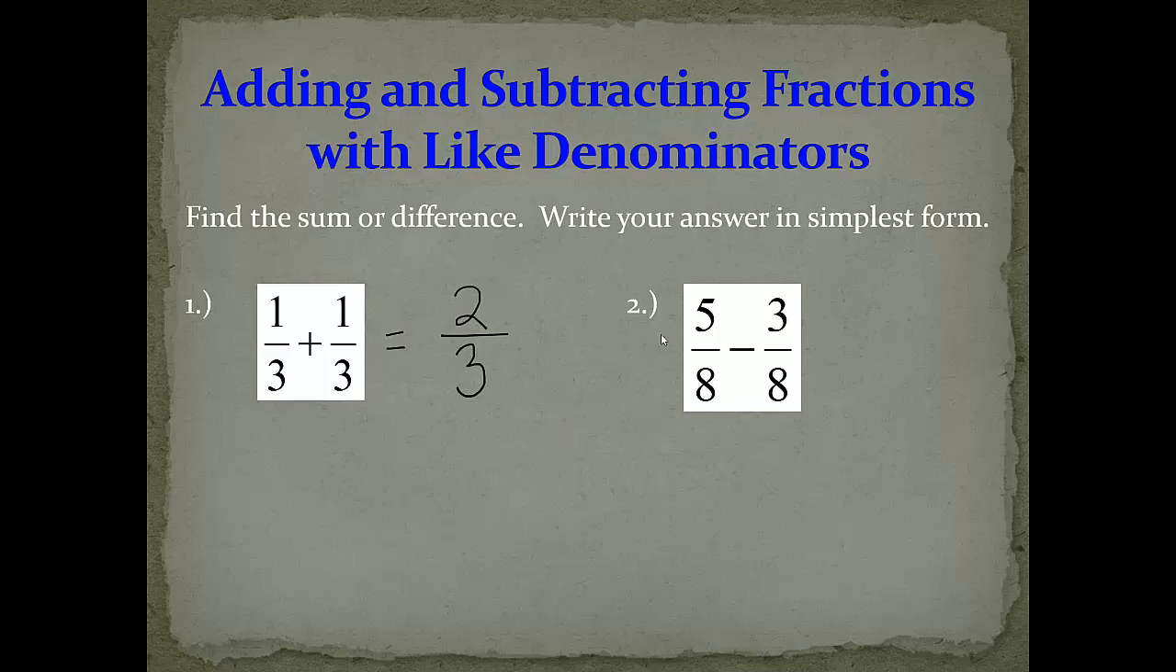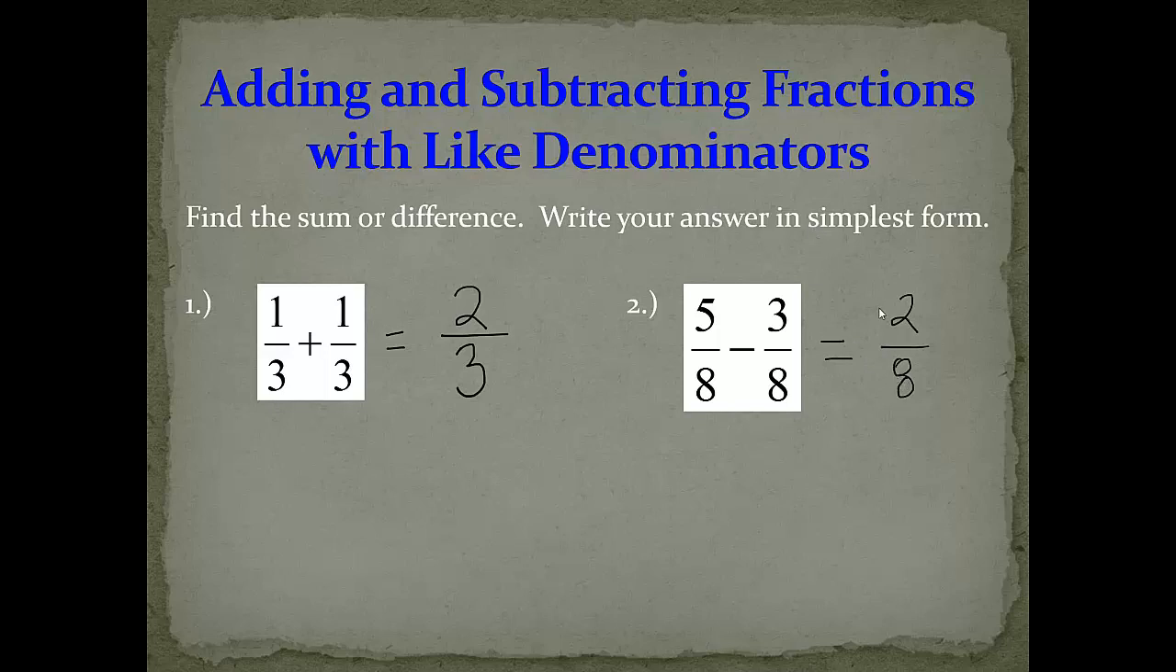And now for number 2, we have 5/8 minus 3/8. So the first thing we should do is check our denominators. We have 8 for both of our denominators. Since our denominator is the same, we're going to subtract our numerators. 5 minus 3 is 2, and our denominator stays the same, so it stays 8. So 5/8 minus 3/8 equals 2/8.